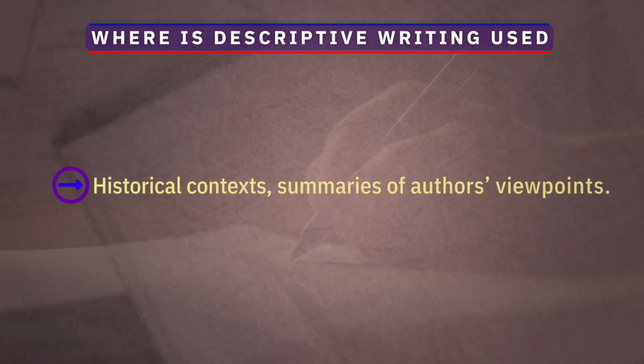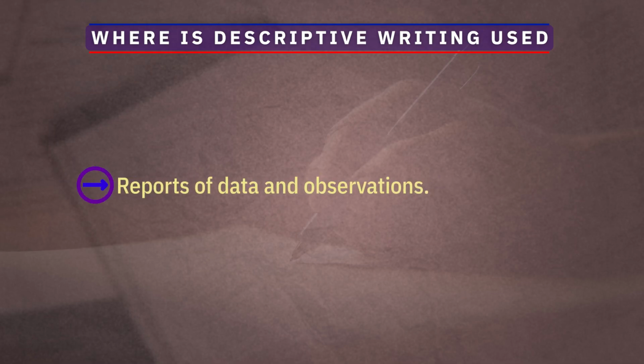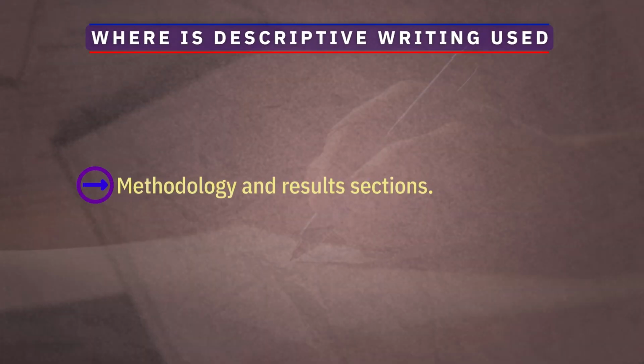While writing about historical contexts, while summarizing the author's viewpoints, while reporting data in empirical research, while reporting on data and observations, descriptive writing is commonly used. Also, in every research paper or academic answer, there is a section on methodology or results. This is particularly for the social sciences, for any kind of empirical study. So, descriptive writing is commonly used in methodology and in the results section.